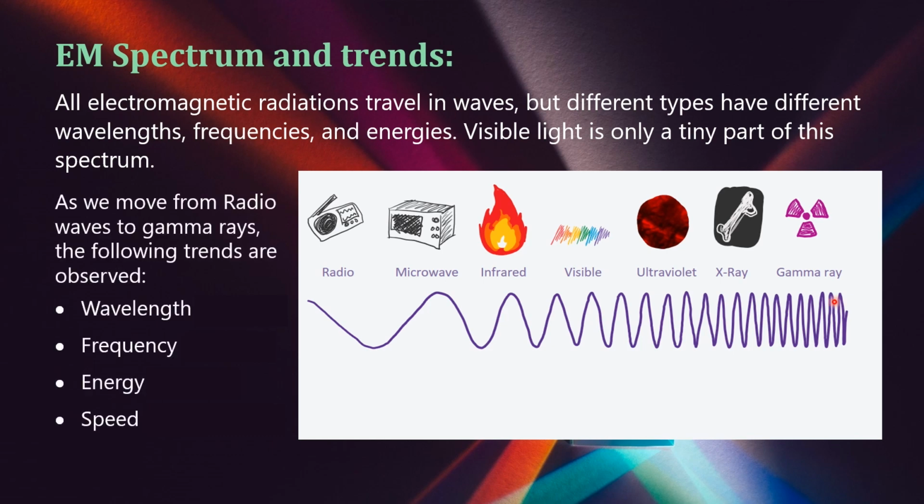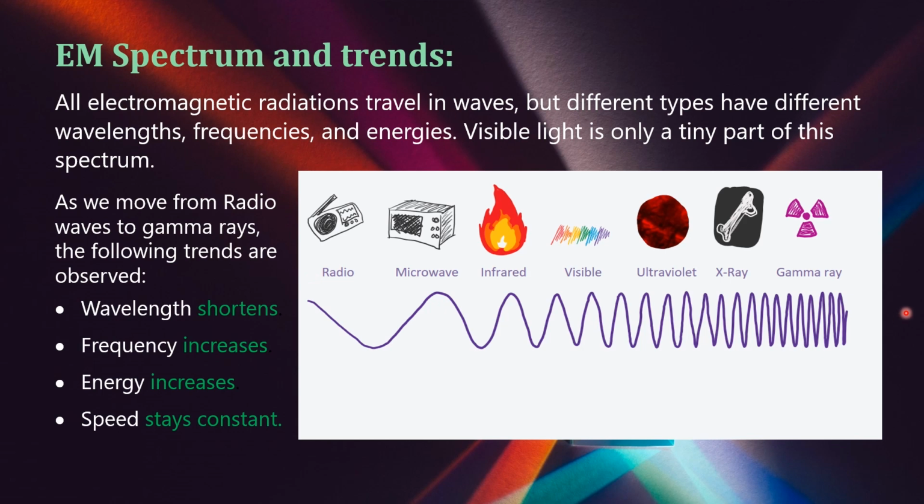As we move from radio waves to gamma rays, the following trends are observed. I hope that this image helps you in noticing that trend. As we move from radio to gamma rays, wavelength shortens, frequency increases, energy increases, and speed stays the same. Okay, so let's quickly talk about it.